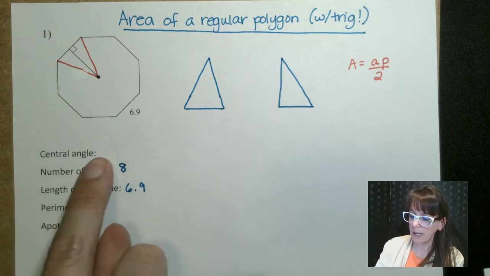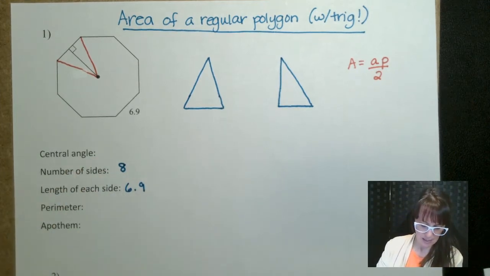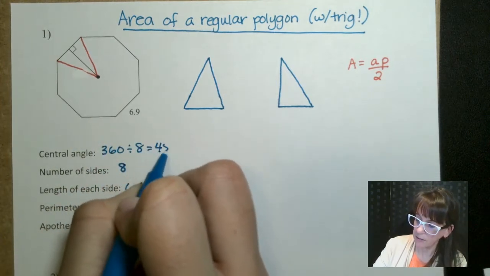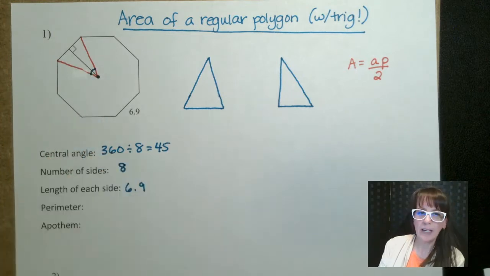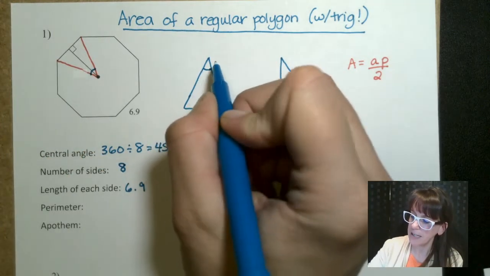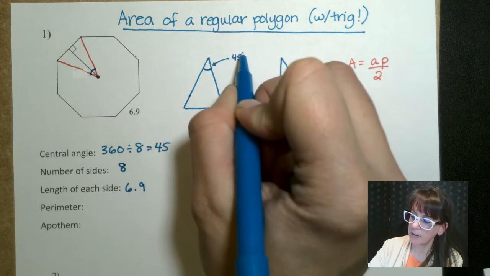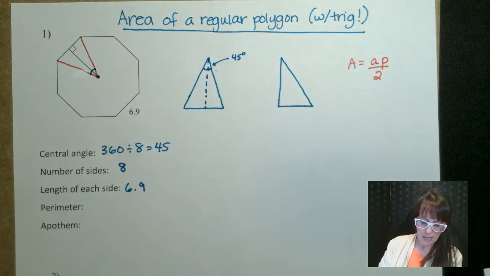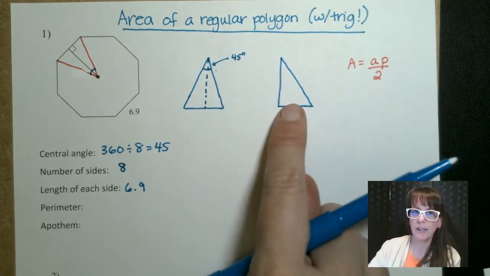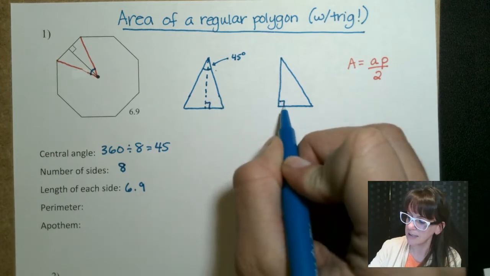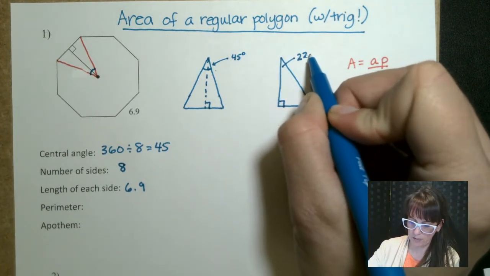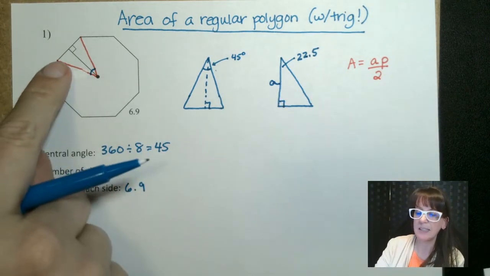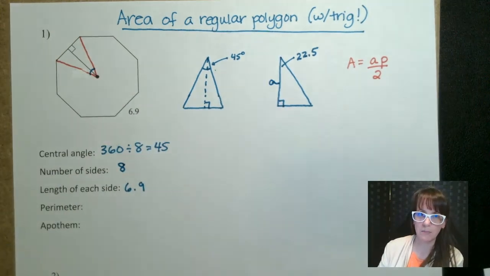So the central angle is 360 divided by 8, which gives us 45. So that means this angle right in there is 45 degrees. Now, I need the apothem, which cuts that right in half. So I've drawn this half of the triangle, like this, and this is 22.5. And what I need is this apothem here. So I'm going to call this A, and that's the apothem that I'm finding. So hopefully those drawings make sense to you.